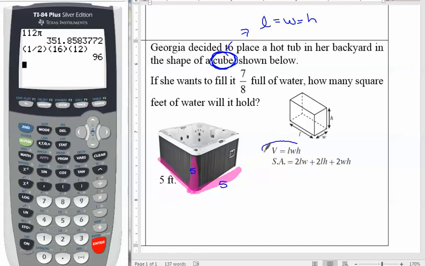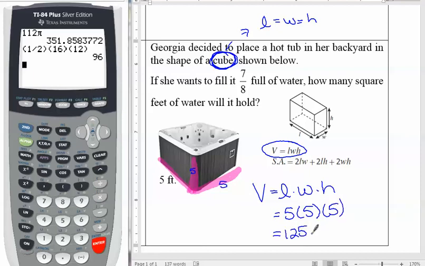So when I plug it into my volume formula, length times width times height, I'm going to say, okay, this time it's 5 times 5 times 5, or 125. It happens to be feet cubed. But did I answer the question? I'm really good at finding the volume, but if I look, it says if she wants to fill it 7/8 full, oh my goodness, it's not even a full hot tub. So I'm going to have to take this and multiply by 7/8.